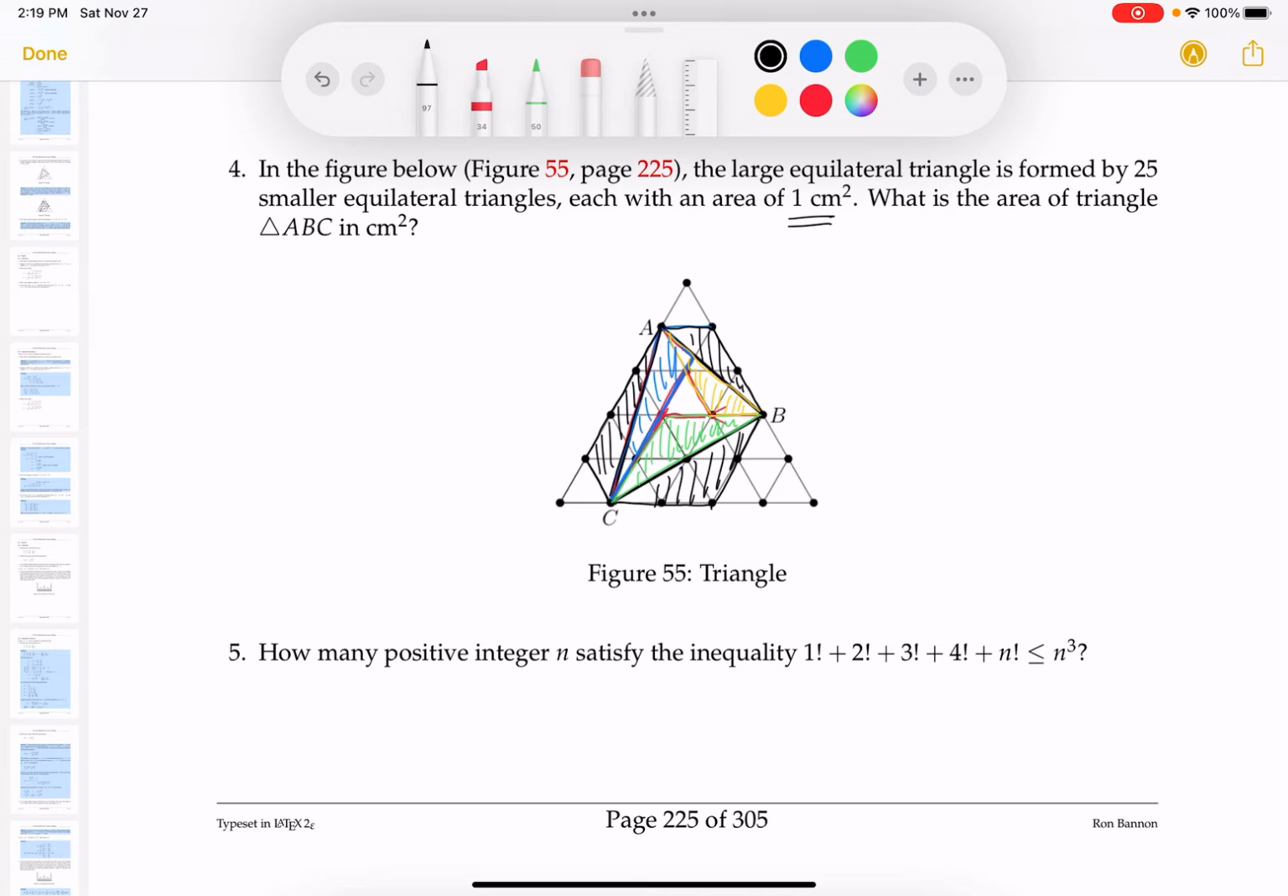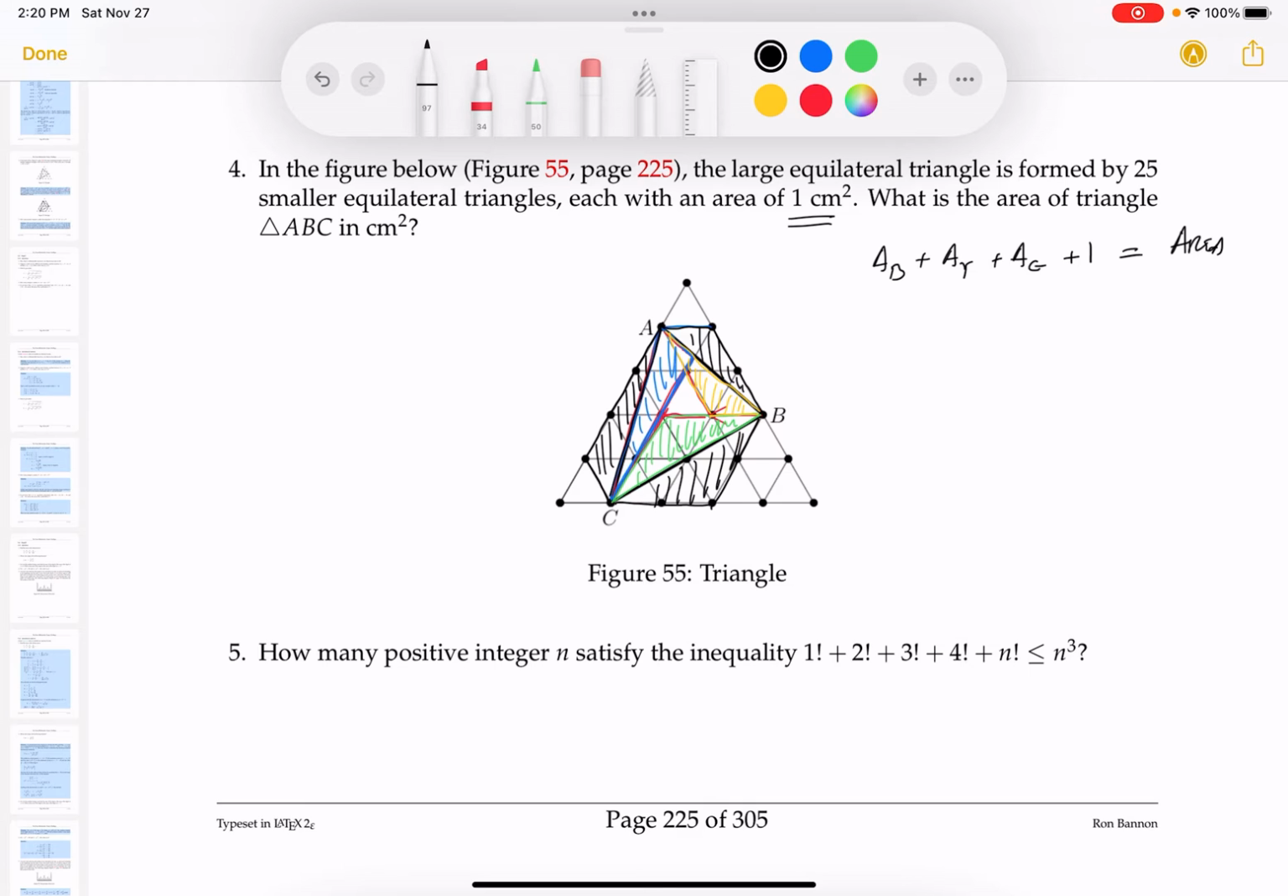All right, now the area they want is that ABC. So I'll write this down for you. I'm going to say the area of the blue, right? I'm going to call it A. Let me get my eraser out. The area of the blue plus the area of the yellow plus the area of the green plus 1 is the area they want.